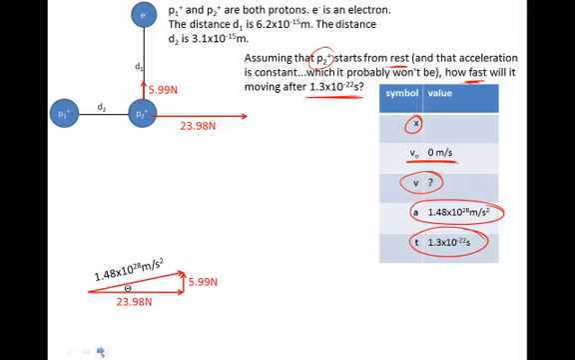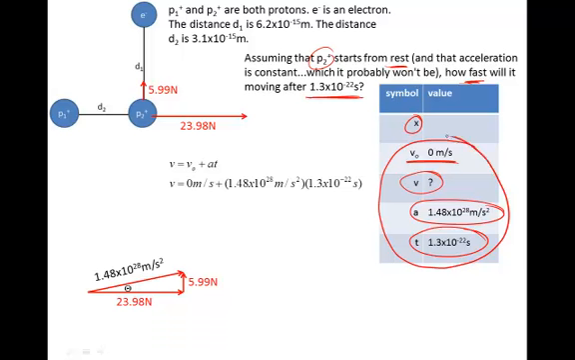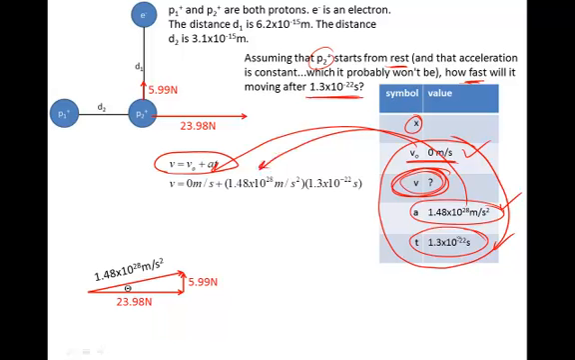So with that being said, we know these are the 4 variables: 3 that we know, 1, 2, 3, and the 1 that we're looking for. The only equation that has all 4 of those variables in our kinematic strategy is that equation there. So we plug our values in. The initial velocity is 0. The acceleration is that value, 1.48 times 10 to the 28th. The time is 1.3 times 10 to the minus 22 seconds. And we get a velocity of, that looks like, 1,920,000 meters per second.